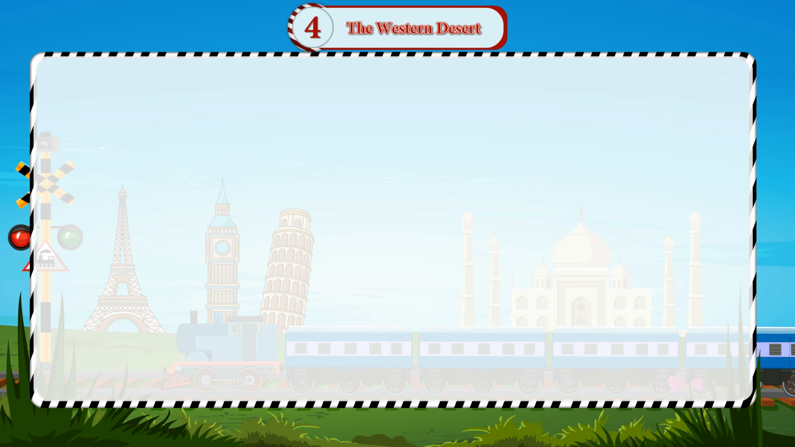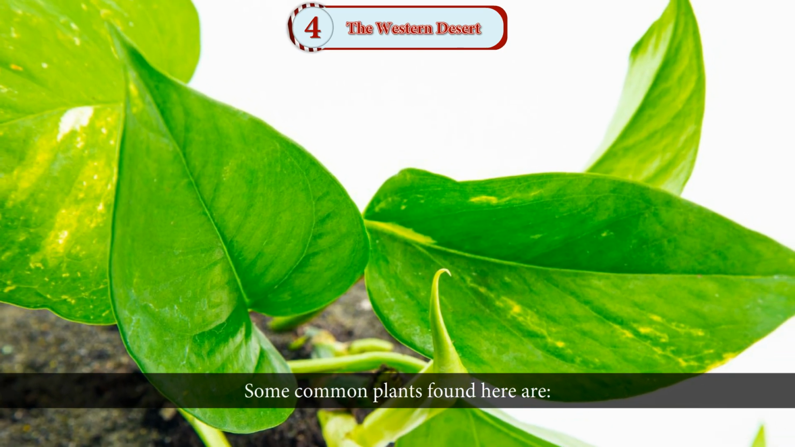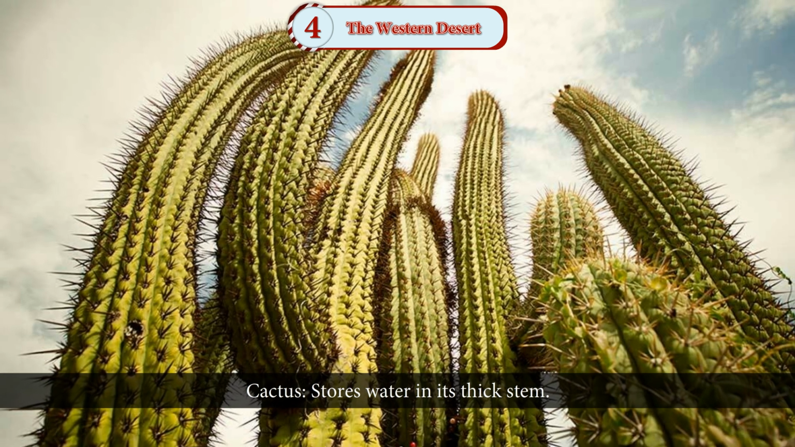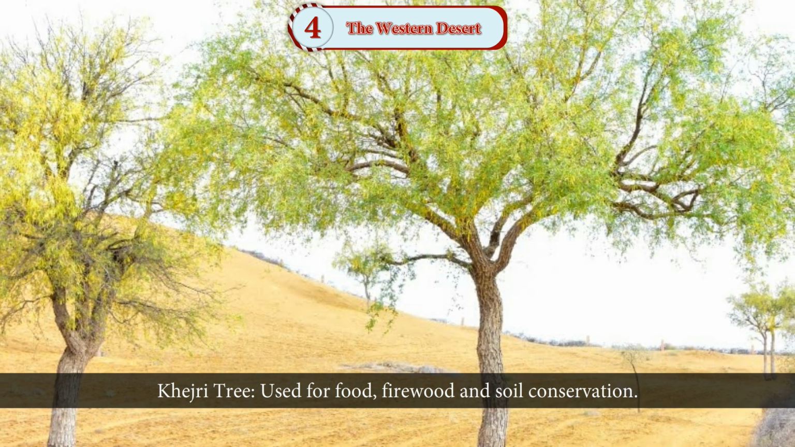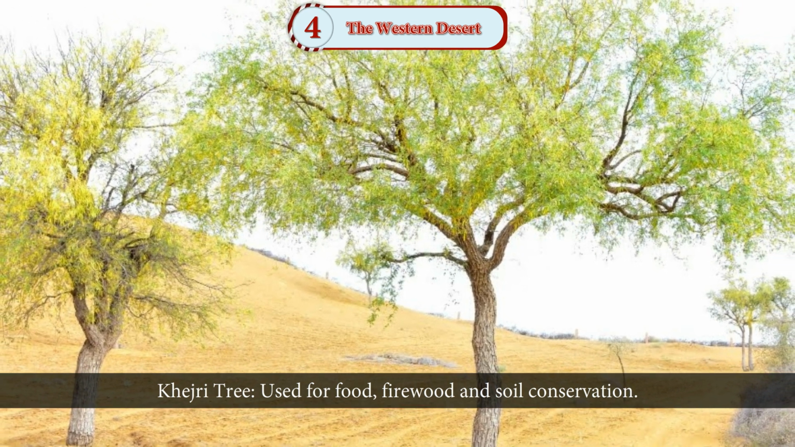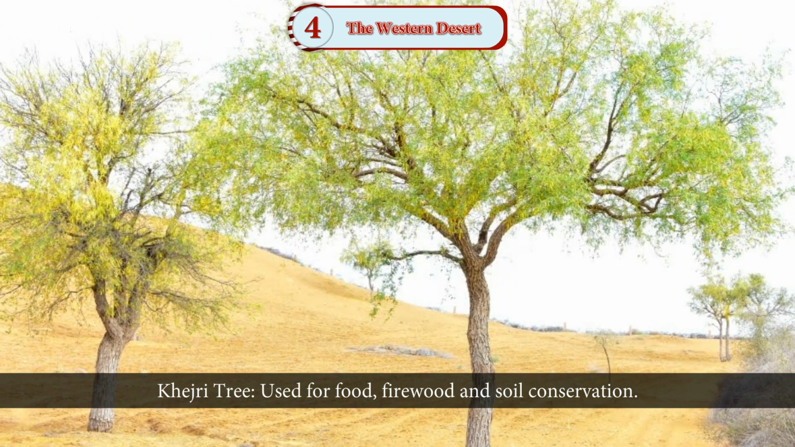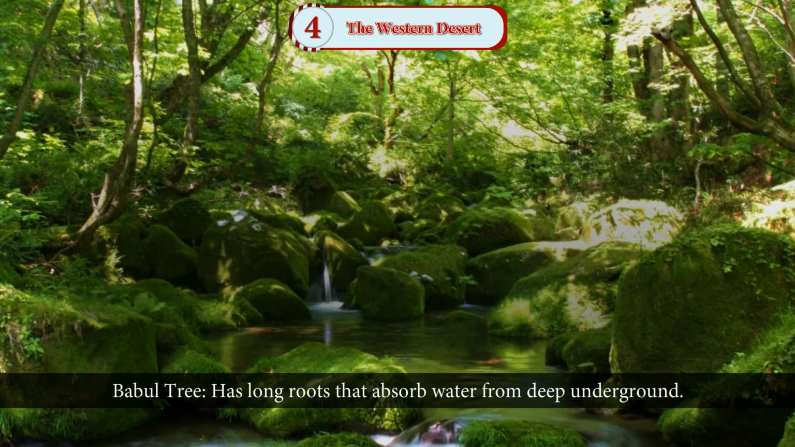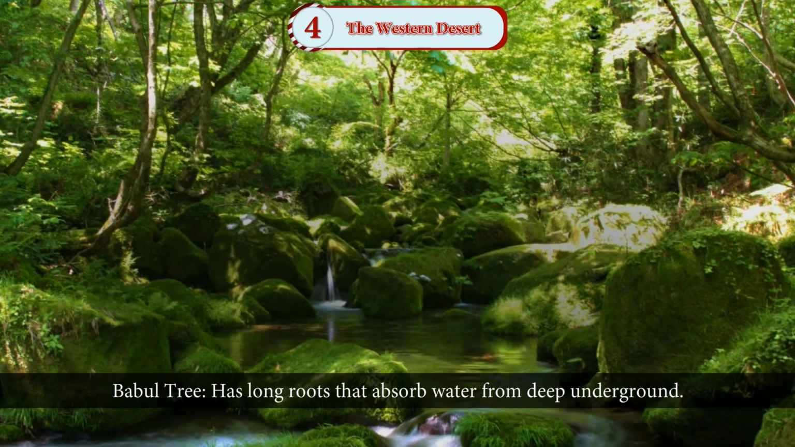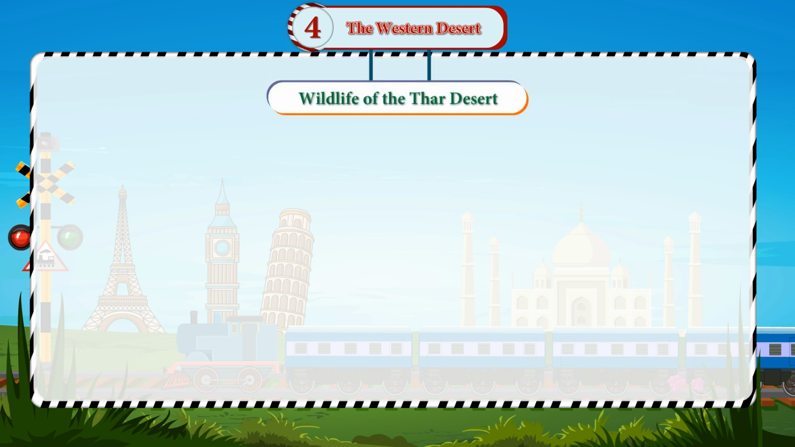Vegetation in the desert. Some common plants found here are cactus, which stores water in its thick stem. Khejri tree, used for food, firewood, and soil conservation. Babul tree, which has long roots that absorb water from deep underground.